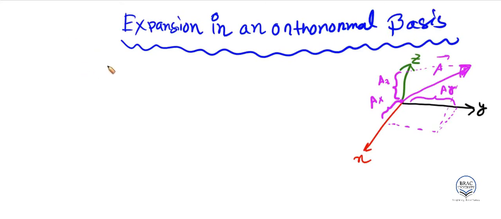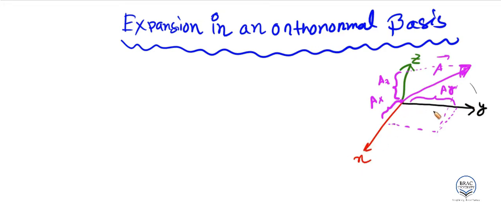In our previous lectures we saw how we can define basis and what an orthonormal basis is. So today we are going to see how we can expand a vector in terms of the orthonormal basis vectors. First, you can see a diagram over here that represents the Cartesian 3D space.